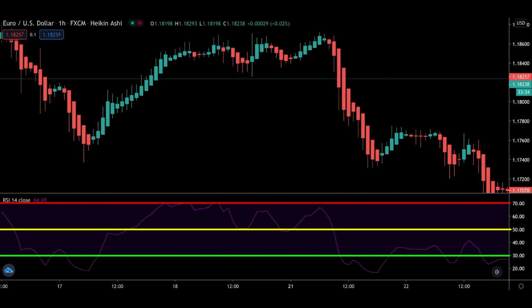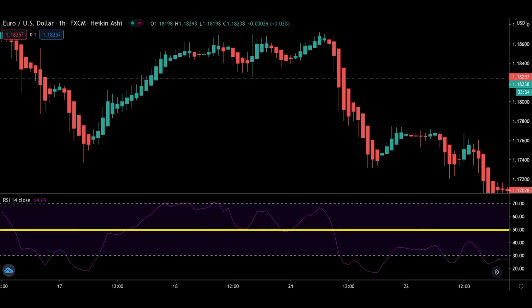The first strategy involves using the Relative Strength Index, or RSI in short. You want to set it up such that it plots the lines 30, 50 and 70. We want to pay close attention to the 50 level, which will confirm that the trend is indeed getting stronger. Now, a move from below the 50 level to above confirms an uptrend that is gaining momentum. A move from above the 50 level to below confirms that a downtrend is gaining momentum.